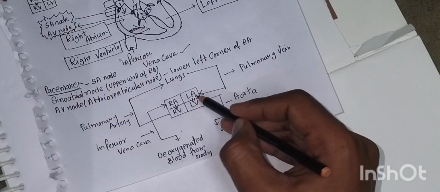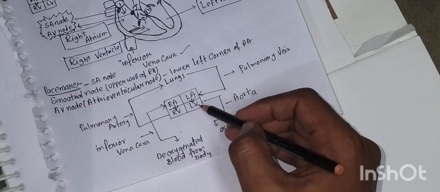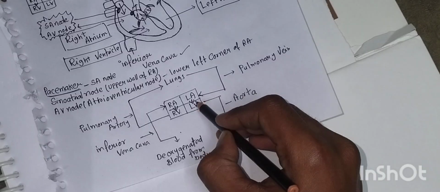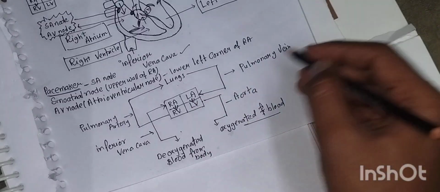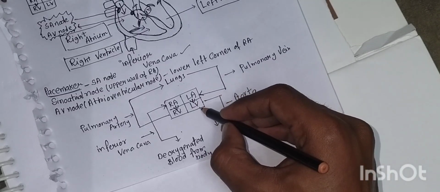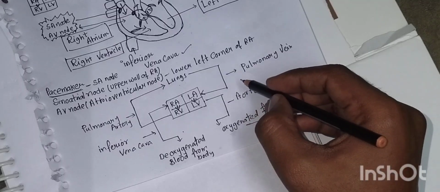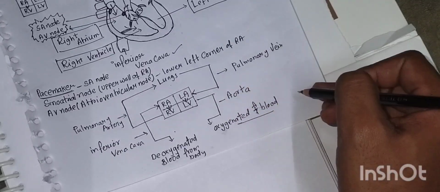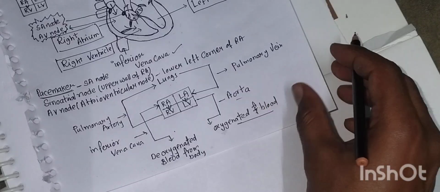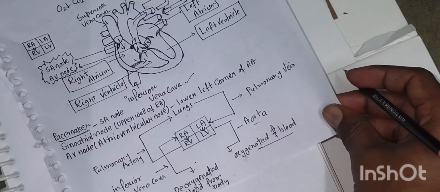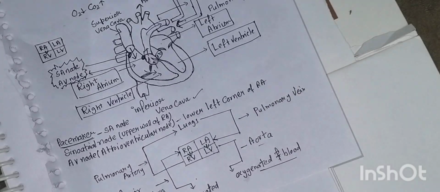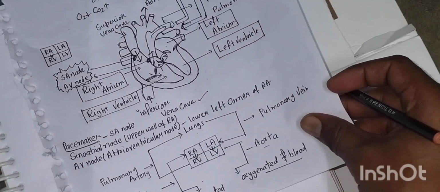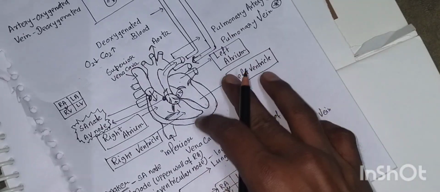From the left atrium it enters into the left ventricle through the bicuspid valve, and due to the contraction of the left ventricle it is transported throughout the body, that is by the aorta. So this is the basic structure of the human heart, and the pathway of blood transport in the human heart.